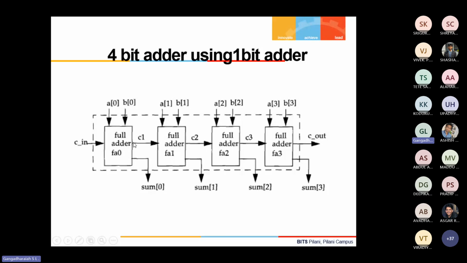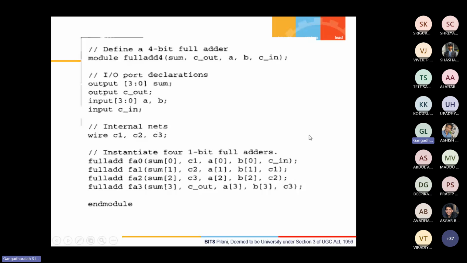See, the carry out of this is connected to this, carry into this. Carry out of this is connected to this. Carry out of this is connected to this. Carry out of this is finally C underscore out. See, that is what is being done here.